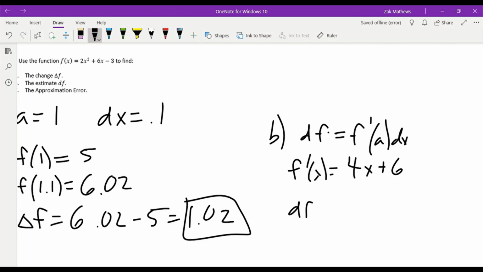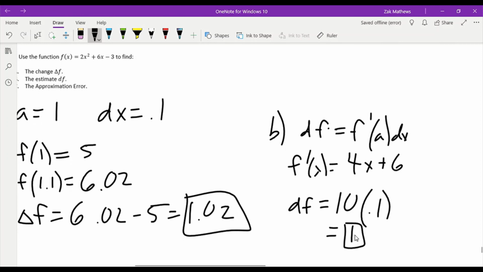And so now the differential, df, we're going to take the center of linearization, or the 1, plug it in. 4 times 1 is 4, plus 6 is 10. And then our dx is 0.1. And so multiplying those two things together, we get a value of 1. And so that would be our df. The actual change in the y was 1.02, but what our linearization predicted, what our differentials give us, is a change of just 1.